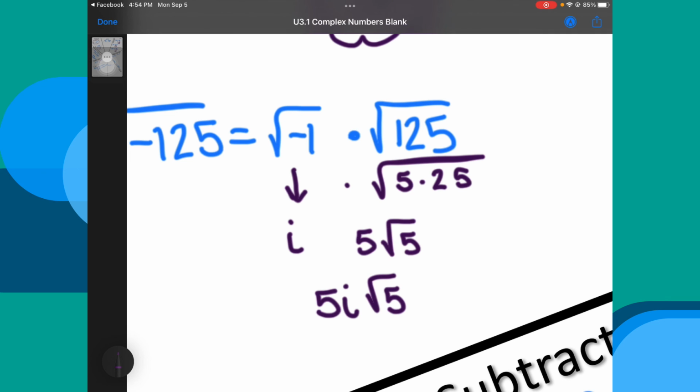Now, imaginary numbers can be added, they can be subtracted, they can be multiplied and divided. I'm going to do that in a second video for you.